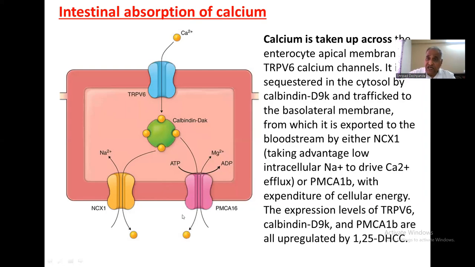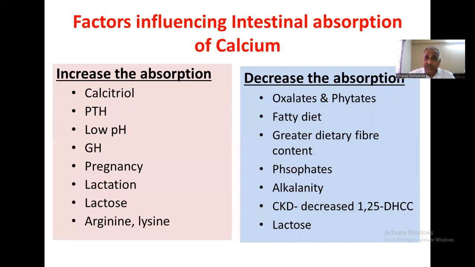So you can see that enterocyte apical membrane, this is a TRPV6 channel, and the expression levels of TRPV6, calbindin D9K, this is a calbindin D9K, and PMCA1b, this one, are upregulated by the 1,2,5-dihydrocholecalciferol, that is an active metabolite of vitamin D. Okay, this is about the, so now various factors are influencing the intestinal absorption of calcium.